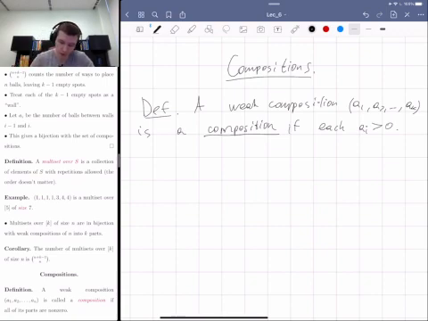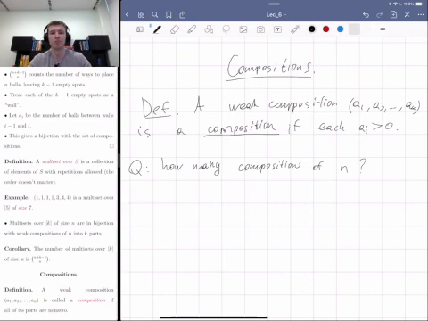So the next question is, how many compositions of n are there? Because here, the stars and bars argument is you're allowed to have two walls right next to each other, between which you're going to have zero balls. But here you're not allowed to have zero balls. So how do you count compositions?